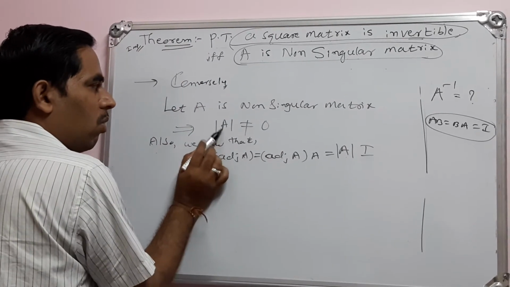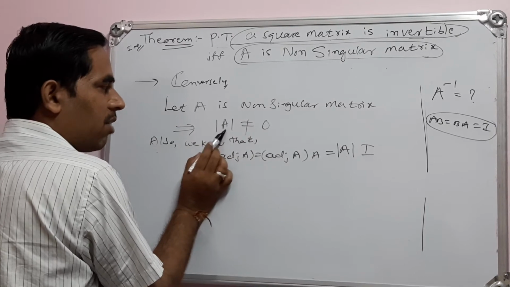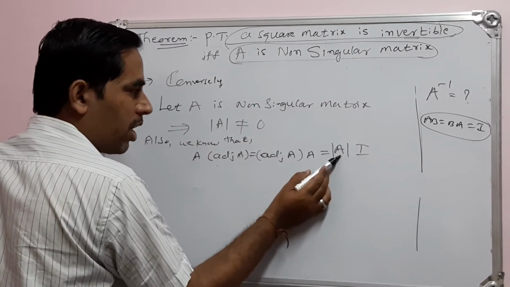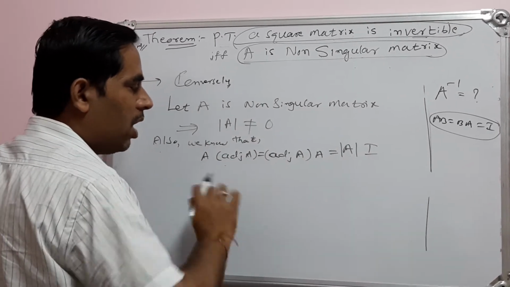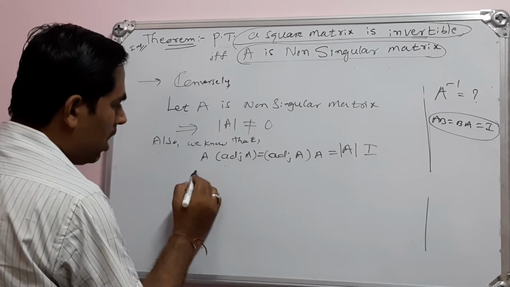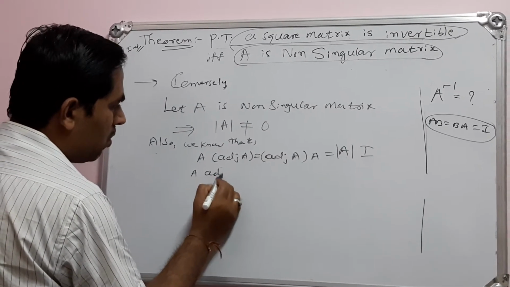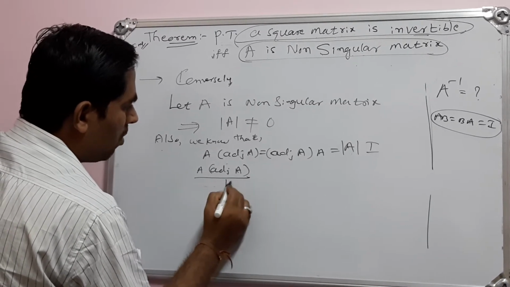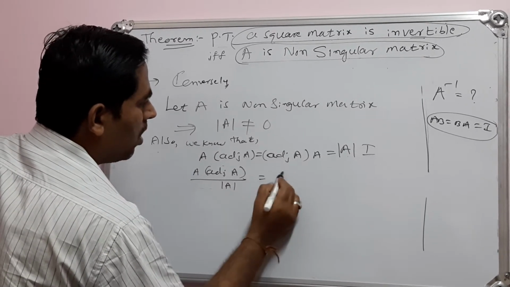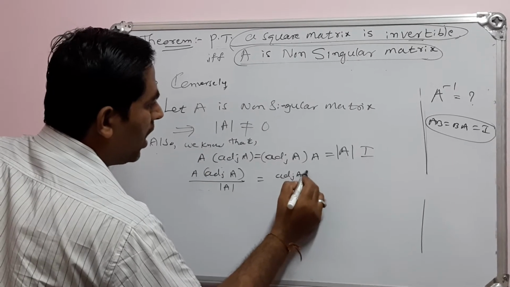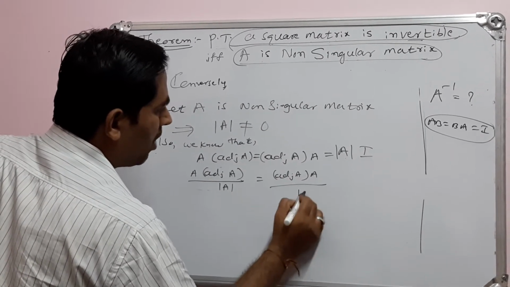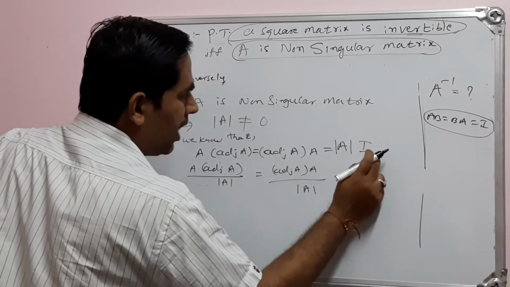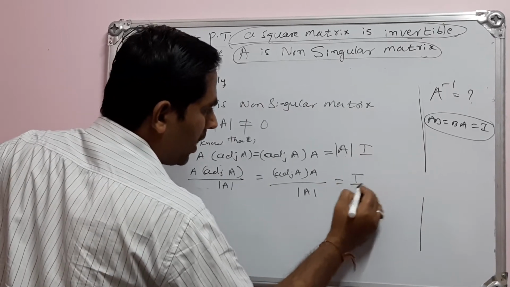Here, A is non-singular means the determinant of A is not equal to 0. So we can divide both sides by the determinant of A. Observe carefully: A into adjoint A divided by the determinant of A, and adjoint A into A divided by the determinant of A. Dividing by the determinant of A, I will get only I on the right hand side.